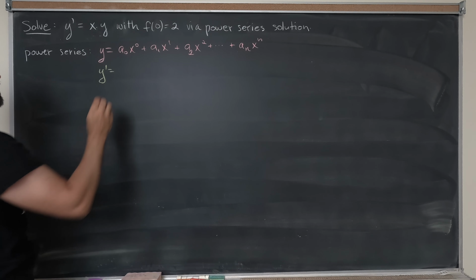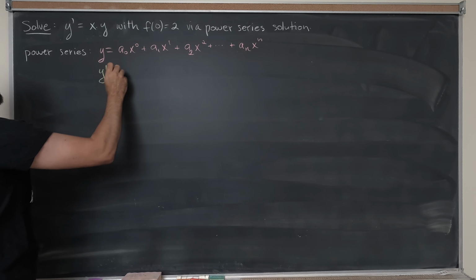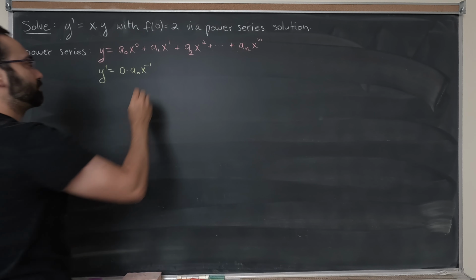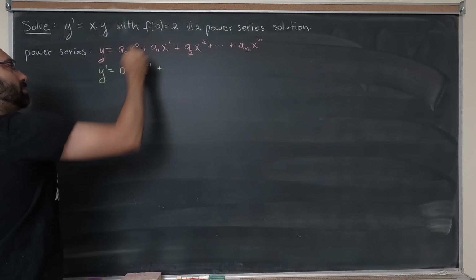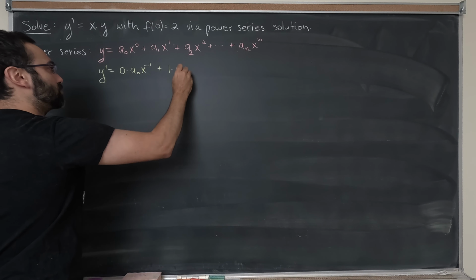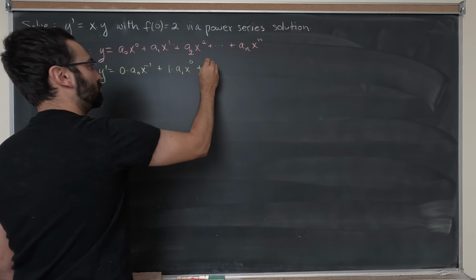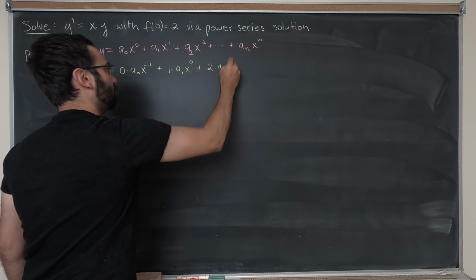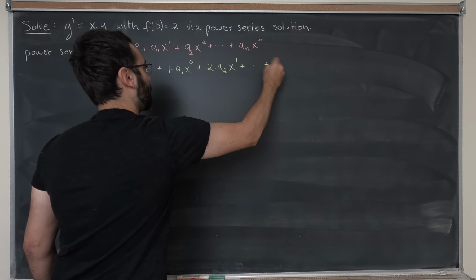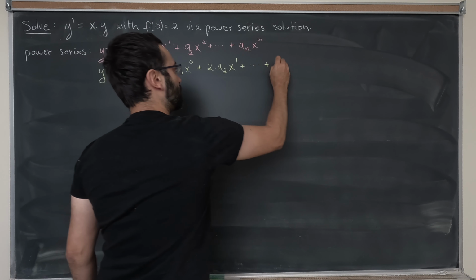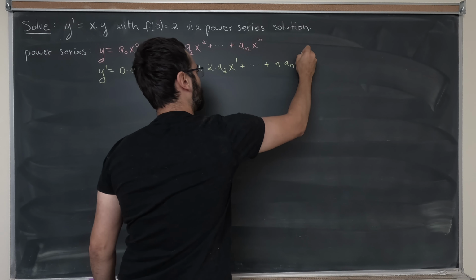Now let's keep a pattern. The exponent would come down and multiply by the coefficient. The exponent would come down and multiply by the coefficient. All the way to the last term, the exponent would come down, multiply with the coefficient.